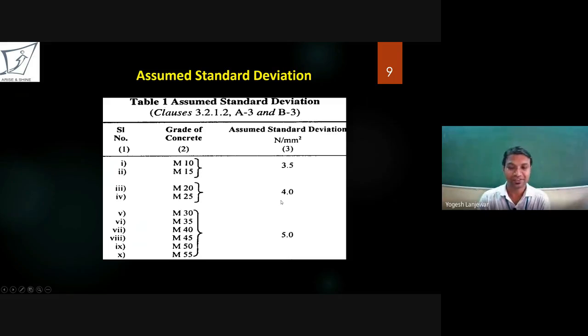Now this is the value of standard deviation. For M10 and M15 grade of concrete, the assumed standard deviation is 3.5, whereas the value of standard deviation is equal to 4 for M20 and M25 grade of concrete. But when we go beyond M25 grade of concrete, the value of standard deviation increases and it is 5.